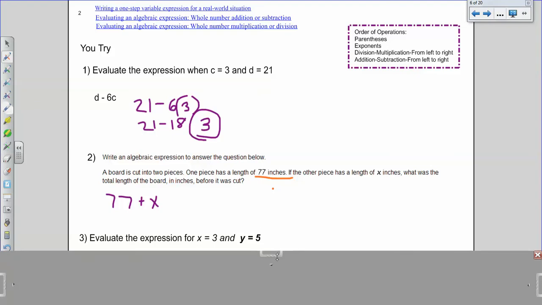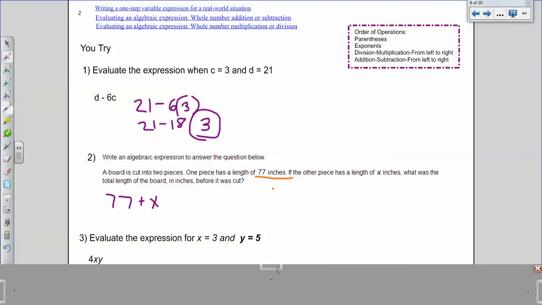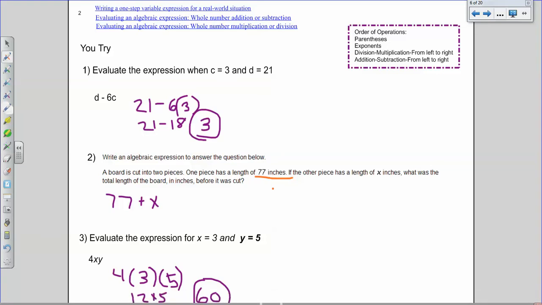And in our last problem, we again have two variables. So 4 times x times y. When my variables and numbers are right next to each other, that just means I am multiplying. So when I multiply my numbers together, 4 times 3 is 12, 12 times 5 then is 60. So my final answer is 60.